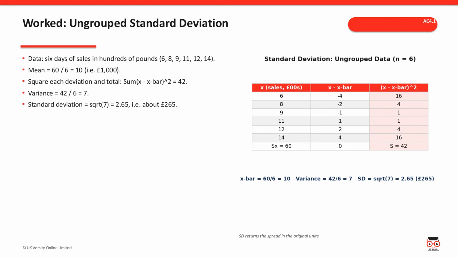Let's do a real one. 6 days of sales in hundreds of pounds, 6, 8, 9, 11, 12, and 14. The mean is 60 over 6, which is 10, so £1,000 a day. Squaring each deviation and totaling gives the sum of (x minus x bar) squared as 42, so the variance is 42 over 6, which is 7. The standard deviation is the square root of 7, about 2.65 or roughly £265, and notice it's back in the original units, unlike the variance.